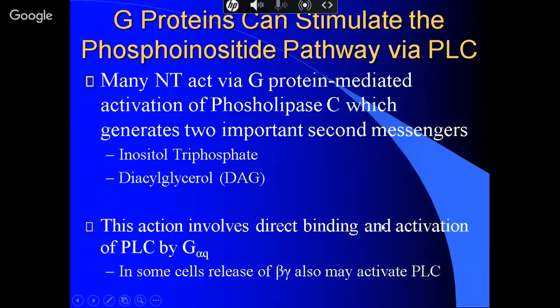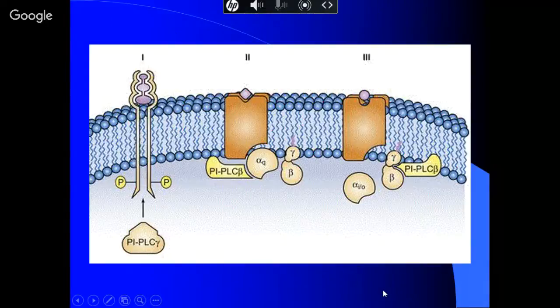Here's an example of a G protein interacting with phospholipase C. And this is a good cartoon. Here's some hypothetical receptor, and notice this receptor is phosphorylated. And then here's the phospholipase C, which interacts with the receptor with its neurotransmitter bound. But in this case, it is the beta gamma subunit which ultimately interacts with the phospholipase enzyme.